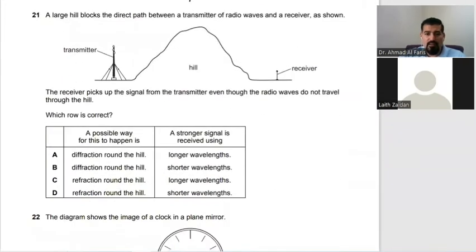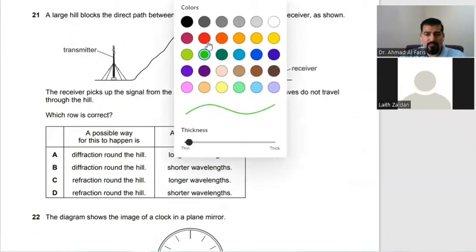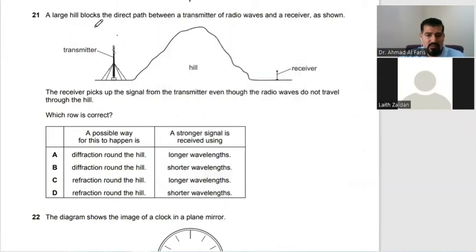Next. Now, what do we have here? A large hill blocks the direct path between a radio transmitter of radio waves and the receiver as shown. Here we have the transmitter, we have a hill, we have a receiver here. The receiver picks up the signal from the transmitter even though the radio waves do not travel through the hill. Which row is correct?